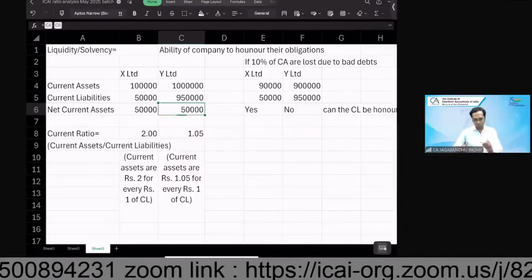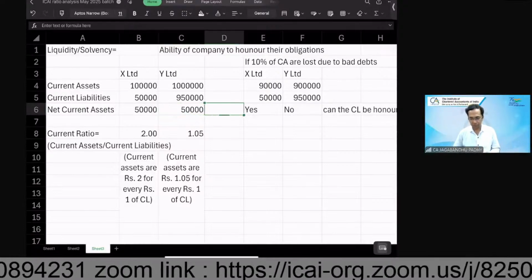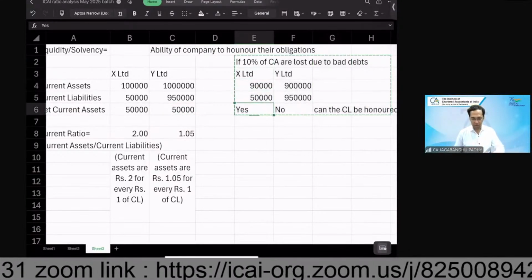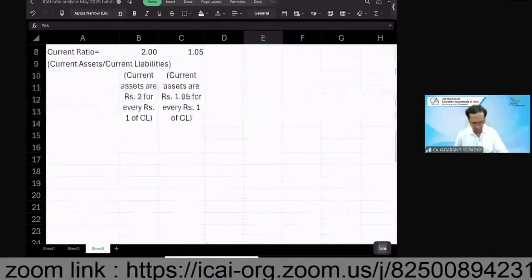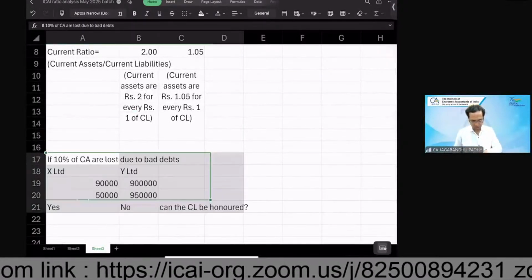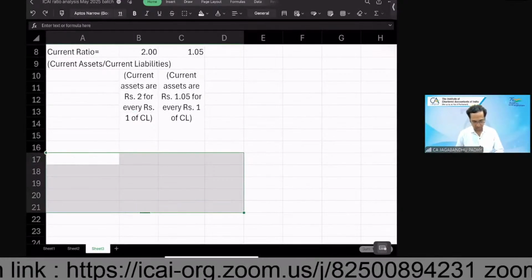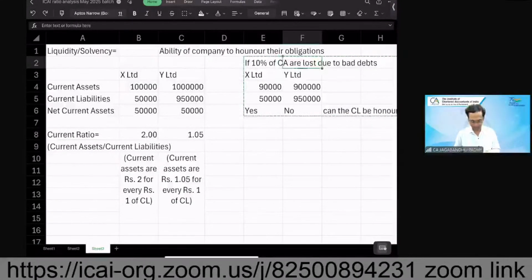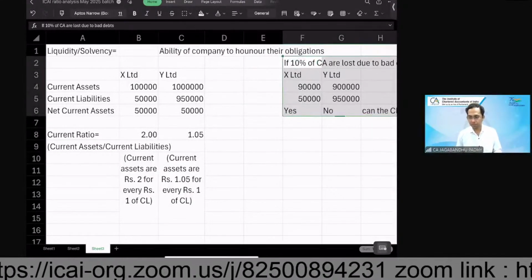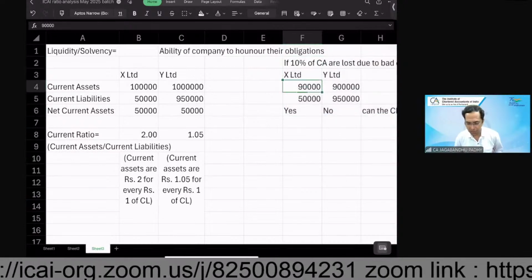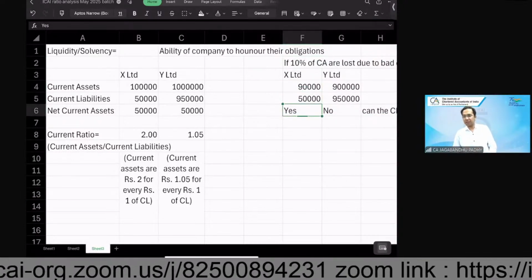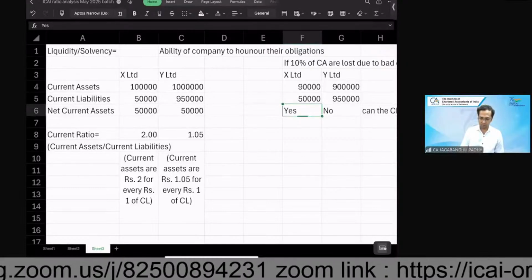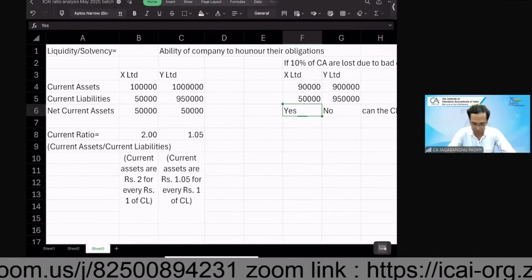So what conclusion are we able to draw then? Current ratio, is higher the better? Yes or no? Higher the better, right? So if the current ratio is high, it indicates that we are in a very safe situation to pay our debtors and to pay our obligations.